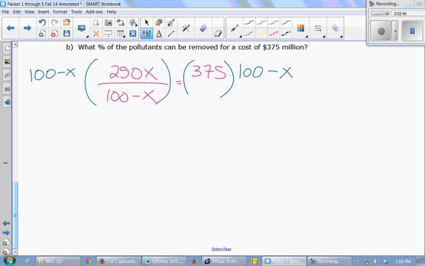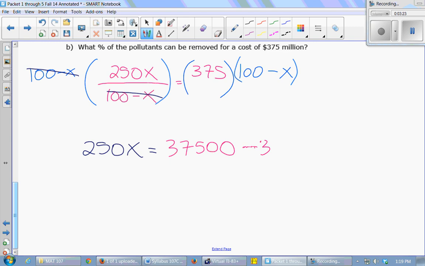The whole purpose of doing that is that when you multiply 100 minus X times this fraction, I have one in the numerator, one in the denominator, and they just go away. So I'm left with 250X equals, now I have to multiply 375 times 100 minus X. You just do that by distributing, right? So you get 37,500, multiply by 100, just add 2 zeros. And then minus 375X.